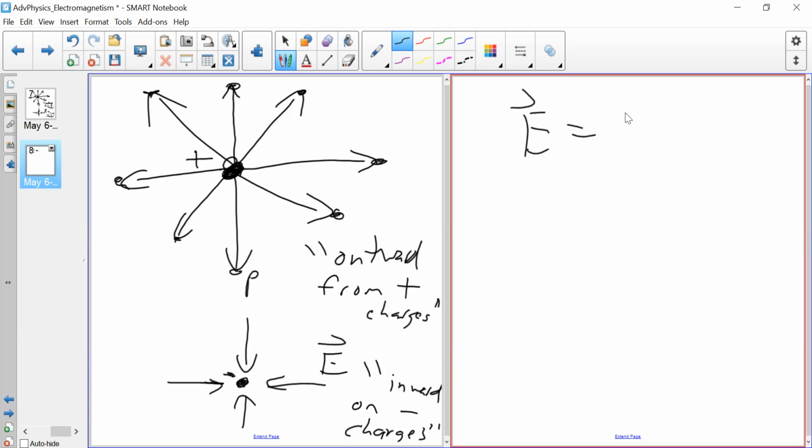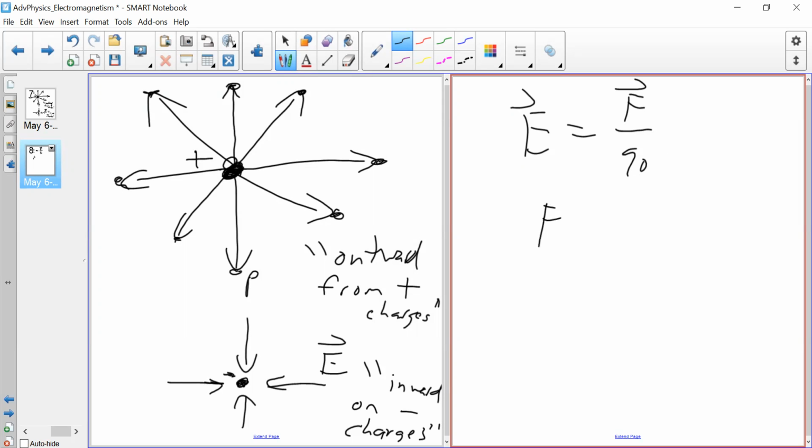Experimentally, F over Q naught. So the electric field is a vector. It's a result of a vector over a scalar to produce a new vector.